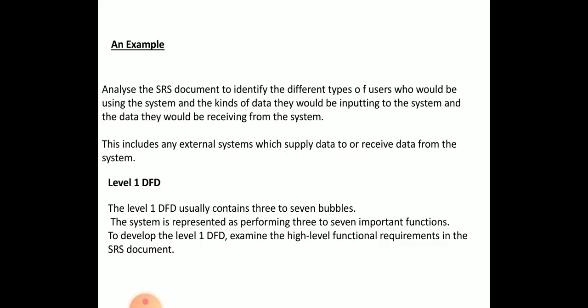So a level 1 DFD can contain between 3 to 7 bubbles. The context diagram, that is the level 0 diagram, can have exactly a single bubble, but the level 1 DFD usually contains 3 to 7 bubbles.